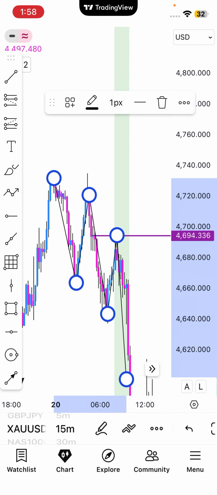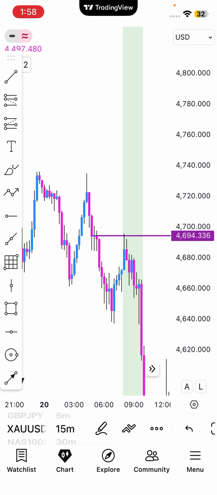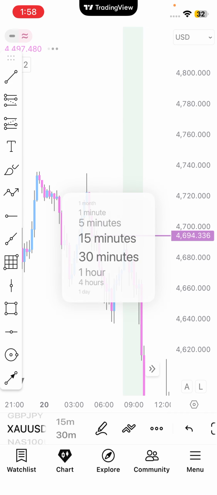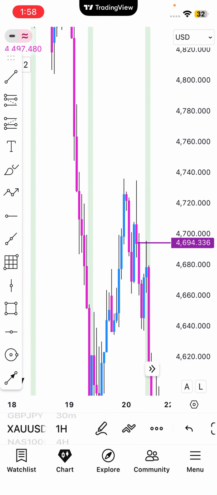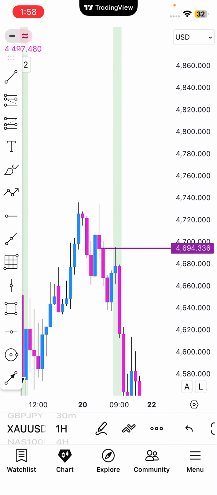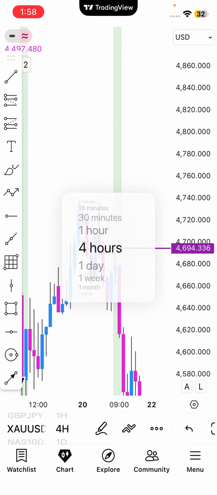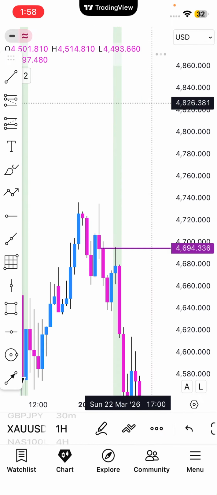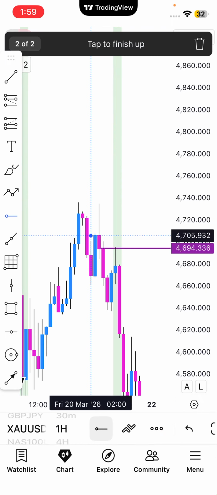Obviously you can clearly see that, it's very clear. And that's what ended up happening. So that's how I found the level. That's basically all I did, right? Because originally I would have used this level here to sell from, right?